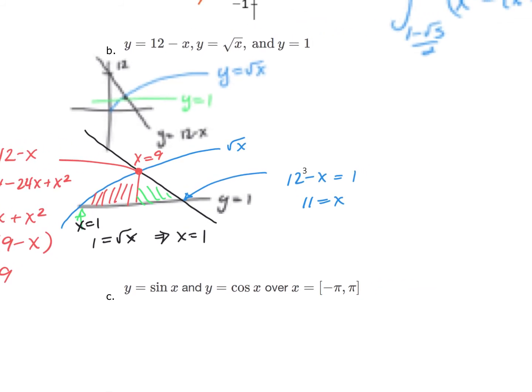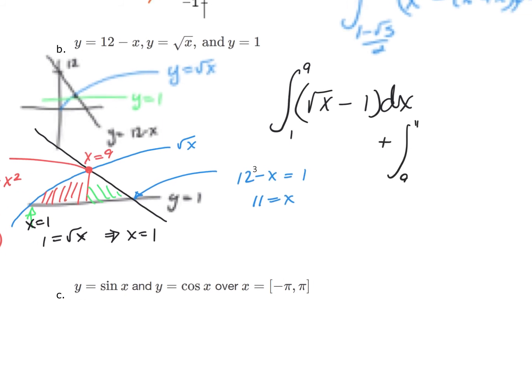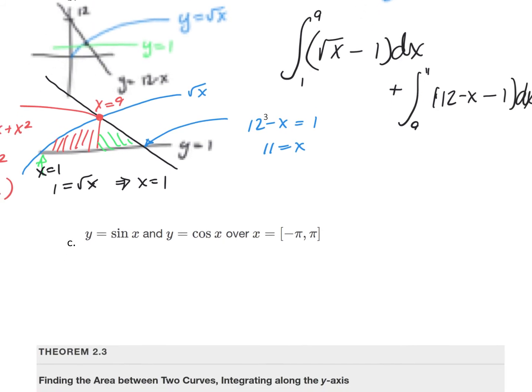Now to set up my integration, my first integral is going to be from 1 to 9. And in this region, the square root of x is the upper function minus the lower function, which is 1, dx. And then I'm going to integrate from 9 to 11. And in that region, the 12 minus x is the upper function, and my lower function is 1, dx. And I'll let you finish that one off.